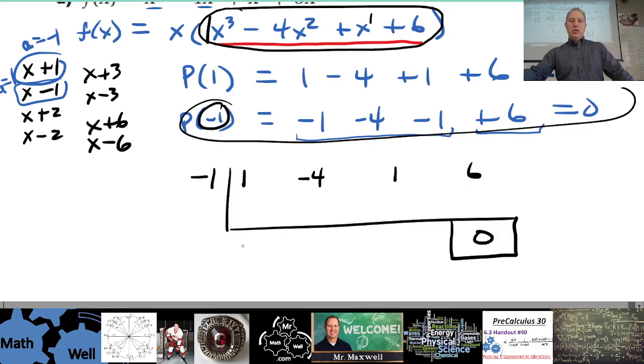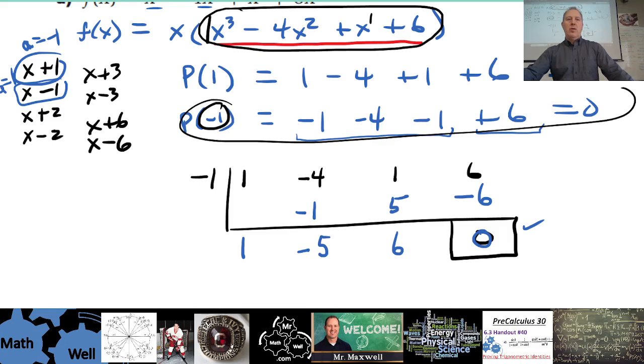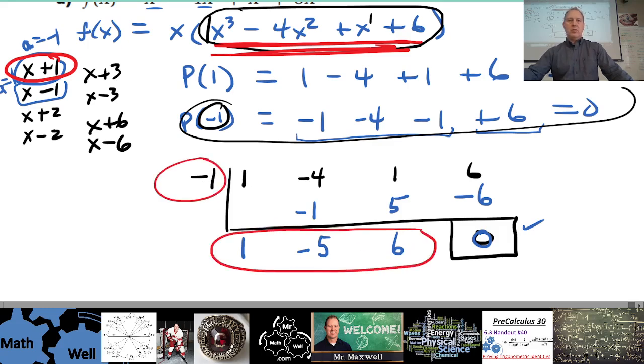Alrighty. So we drop the 1 and we multiply. Negative 1 goes there. I add, that's negative 5. I multiply, that's positive 5. I add, that's 6. I multiply, that's negative 6. I add, 0. Looks good. Okay? So that means that this polynomial up here has been broken down to x plus 1, and also this one, which we'll get to in a second.